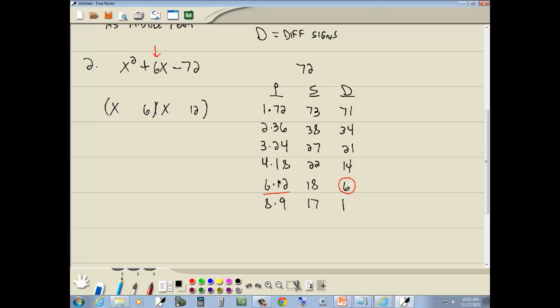Remember our note on our signs. Larger number in the P column that we're using, which is the 12, will always be the same sign as the middle term. Middle term is positive, so this is positive. Now, the number is circled in the difference column, D for different signs. So if this one's positive, then this one has to be negative. And that's our answer.